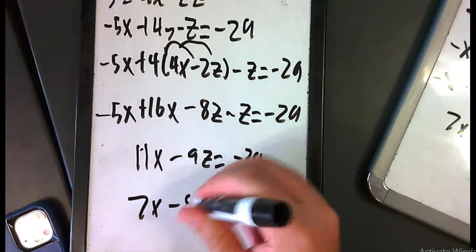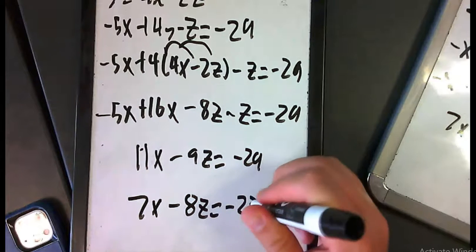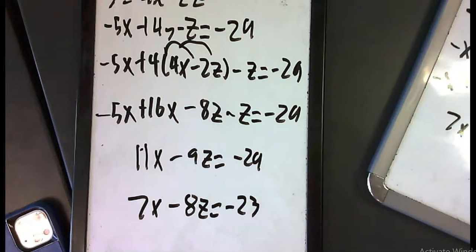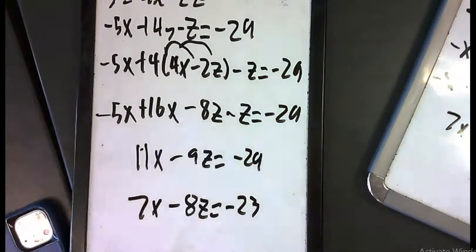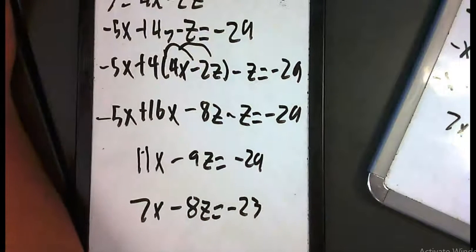Then what we would do is write down here 7x minus 8z equals negative 23. Going forward, I would use elimination, and you're going to have to multiply both of these equations by something. So anyway, I hope that was helpful in showing you what you need to do when it's a variable that you're given instead of a value. Okay, thank you. Have a good day.